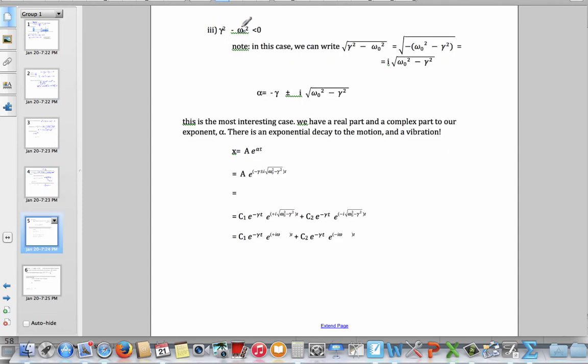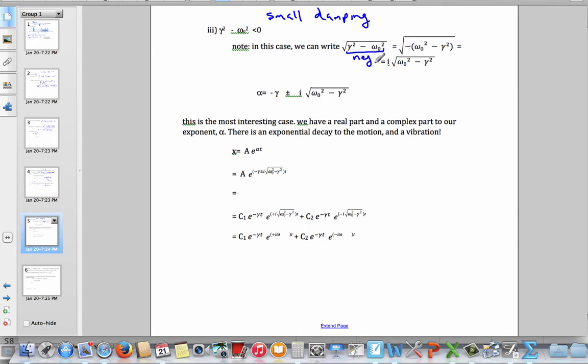The most interesting case is the small damping case, small friction. So that means that gamma is small, and that means when you subtract omega naught squared, you're getting a negative number. And so our exponential, which had something like gamma squared minus omega naught squared, is going to be a negative number under the root. So this is negative. And we know that the root of a negative number is complex.